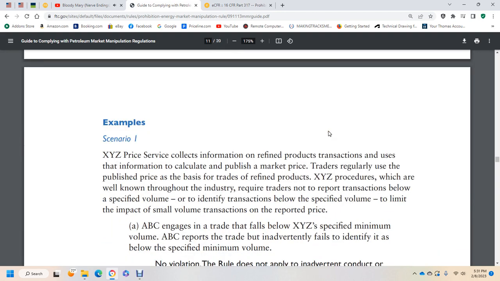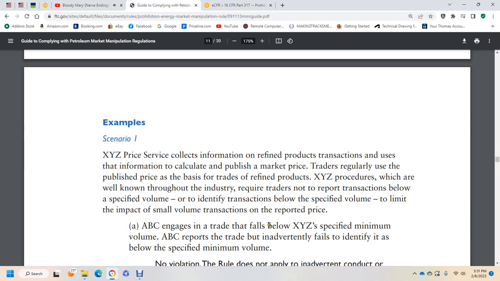Examples. Scenario 1: XYZ price service collects information on refined product transactions and calculates and publishes the market price, based on the trades regularly reported to it. XYZ's procedures, which are well known throughout the industry, require traders not to report transactions below a specified volume, in order to limit the impact of small volume transactions on the reported price.